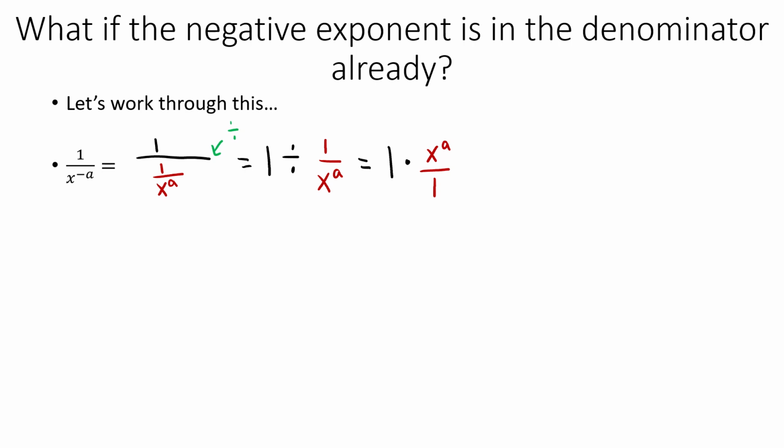So we've got 1 times something divided by 1. Well, something divided by 1 is just the something. So I'm going to go overkill with this, just bear with me. This would be x to the a, and then 1 times x to the a is just x to the a. So what do we get with that? We end up here. Therefore, 1 over x to the negative a is a way of writing x to the a.